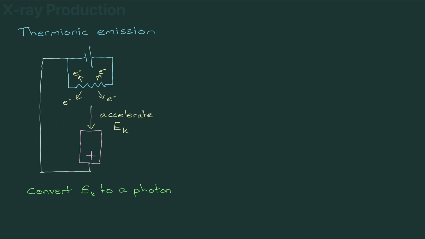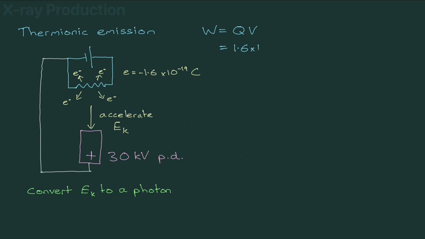To try, we're going to accelerate an electron across a potential difference of 30,000 volts, 30 kilovolts. The electron has a charge of minus 1.6 times 10 to the minus 19 coulombs, so the energy is given by work done, W equals QV, equals 1.6 times 10 to the minus 19 times 30,000, which is 5 times 10 to the minus 15 joules.